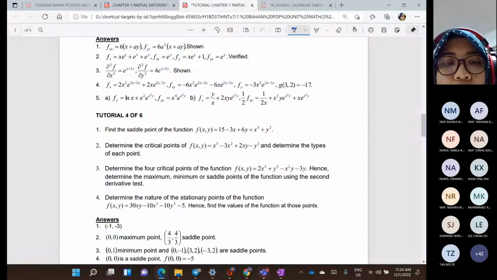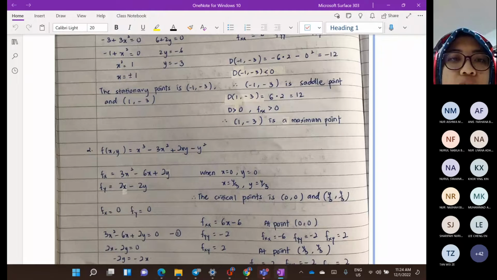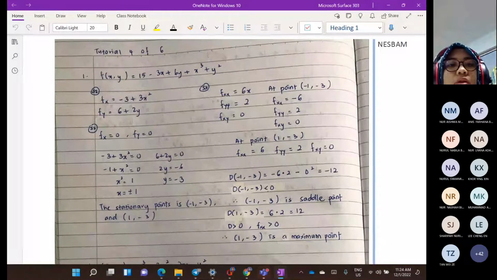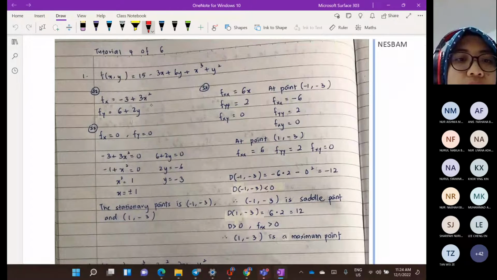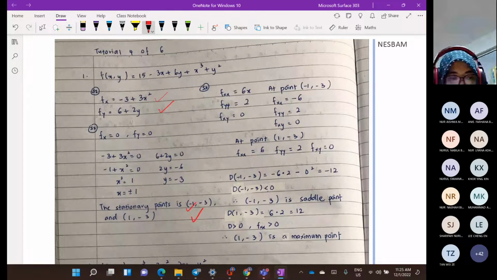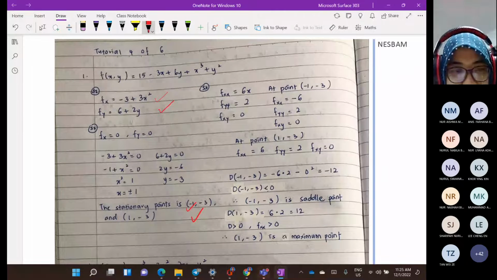Okay, let's look first. For the first question, it asks to find the saddle point of the function. Okay, this is what Ernie did. Step first. Okay, good Ernie. Well done. Step first, fx, fy. Easy. Step second, simultaneous equations. So, the stationary points are, there are 2 stationary points. Okay, two. We have to check again. Okay, good. Two is correct. Negative 1, negative 3 and 1, negative 3 is correct.